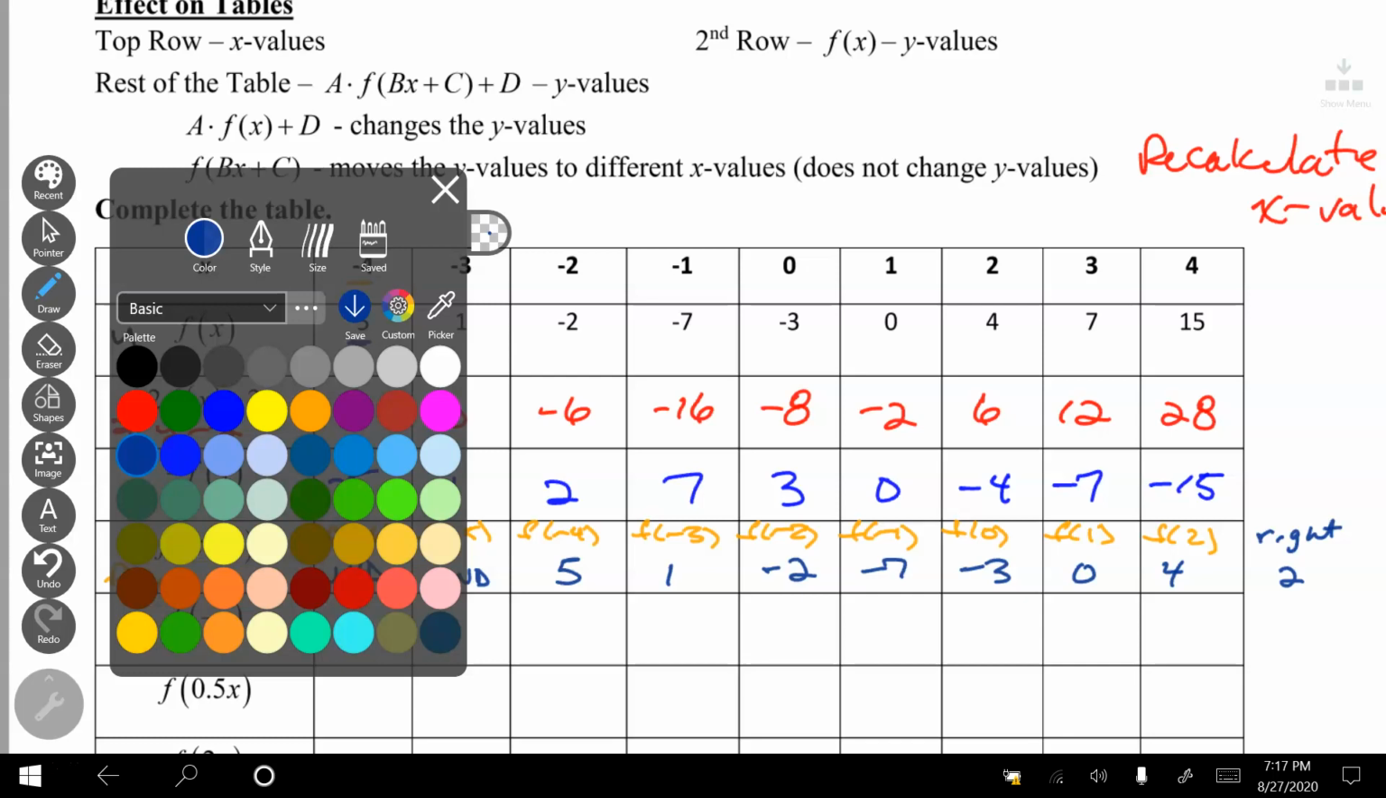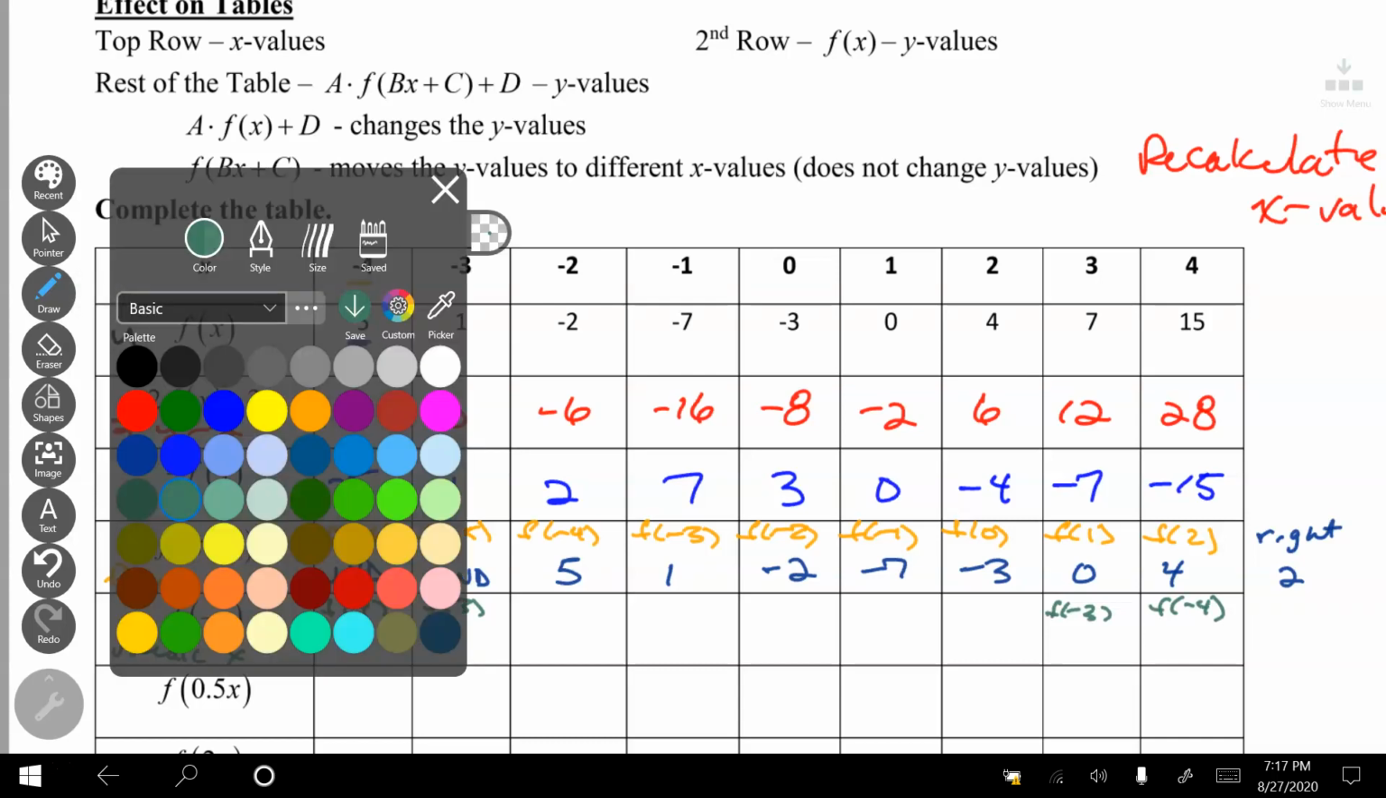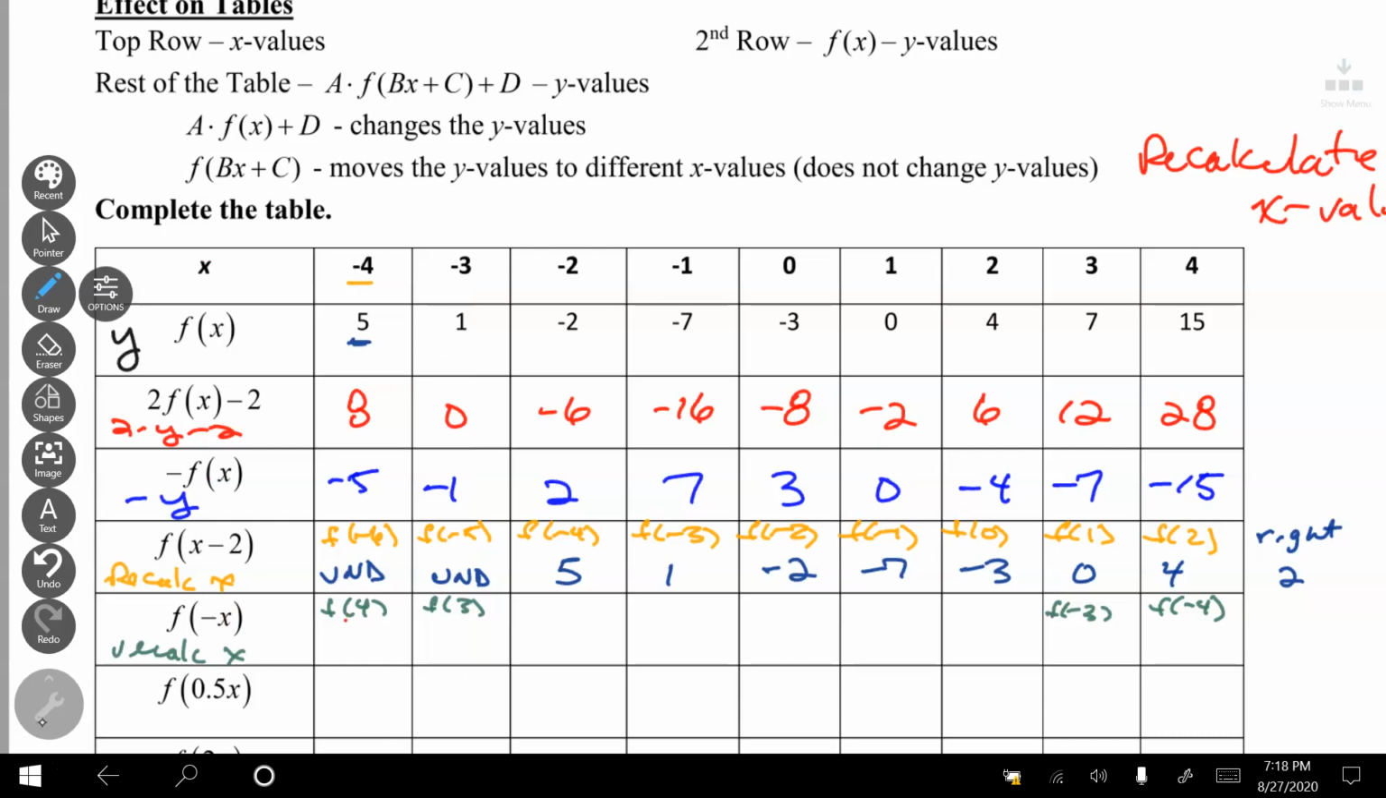Next one, again, I'm going to recalculate. And I get f of positive 4, f of positive 3, and down the road, f of negative 3, f of negative 4. So when I write this out, f of 4 is way over here. That's 15. That's 7. That's 4, 0, negative 3, negative 7, negative 2, 1, and 5. And this kind of makes it go, it reverses that whole row.